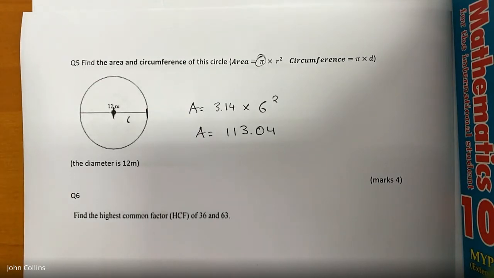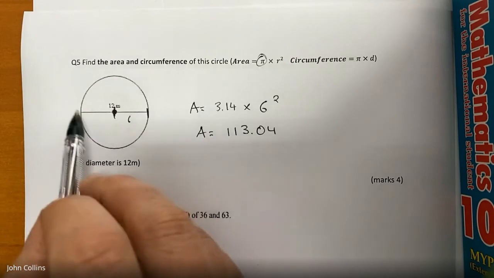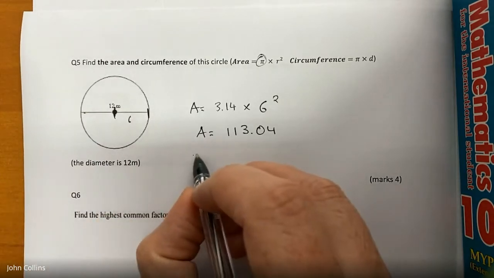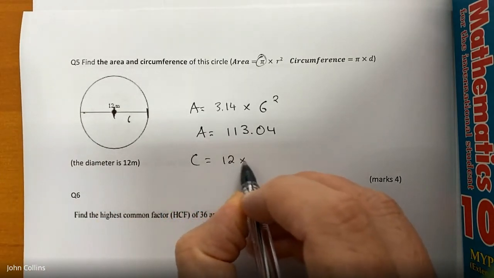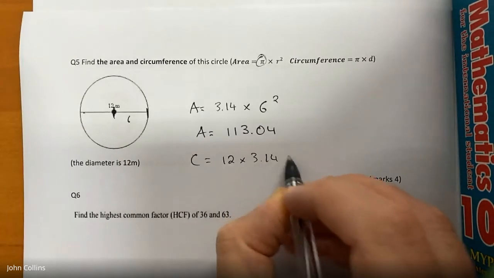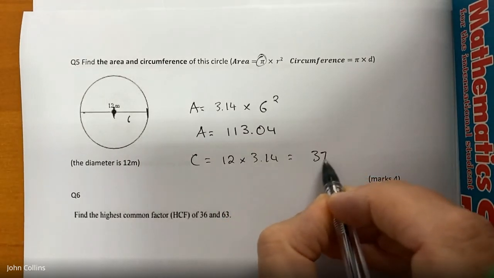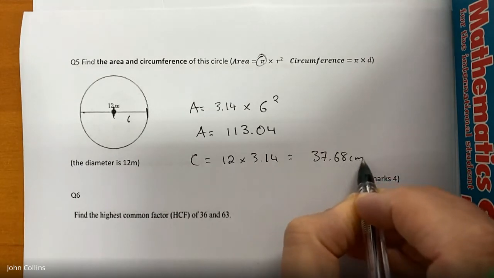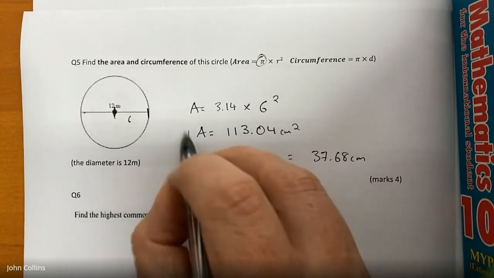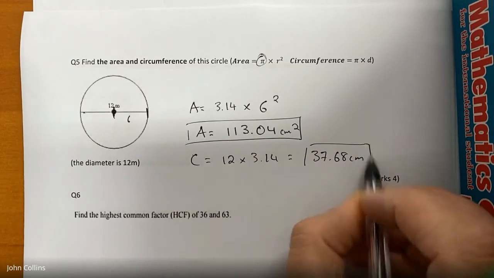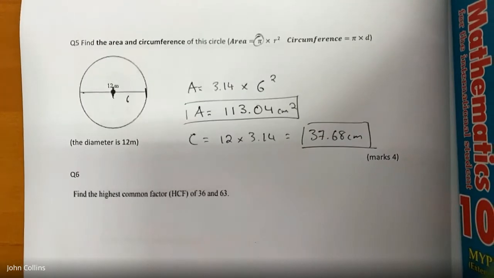And circumference is pi times the diameter, of course. So C for circumference, 12 times 3.14, and that should be a fairly straightforward one. And we get 37.68 centimeters. This should be centimeters squared. There's our two answers.